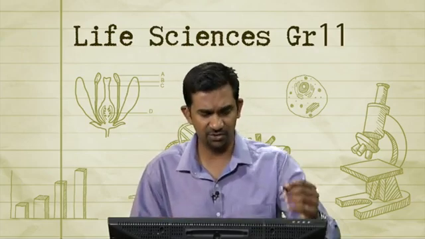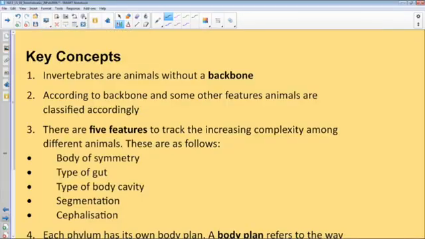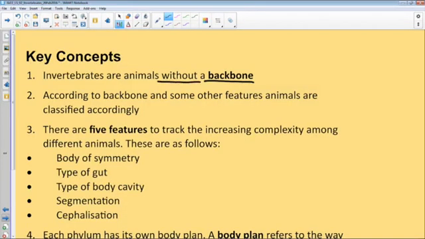So let's get straight into the lesson today. What are the key concepts that you need to look at? When we look at invertebrates, what do we mean? We refer to animals that lack a distinct backbone, and by that I mean a spinal column. So these are animals that lack a spinal column. We can classify organisms based on the presence of their backbone and some of the other features that are often used to classify them accordingly. So we're going to spend some time looking at the presence of these features and how these are used when identifying and classifying some of the invertebrates.